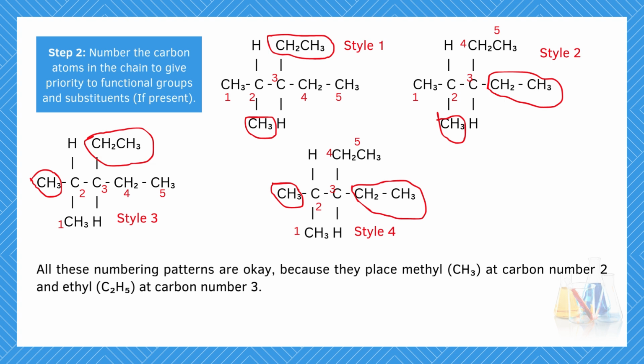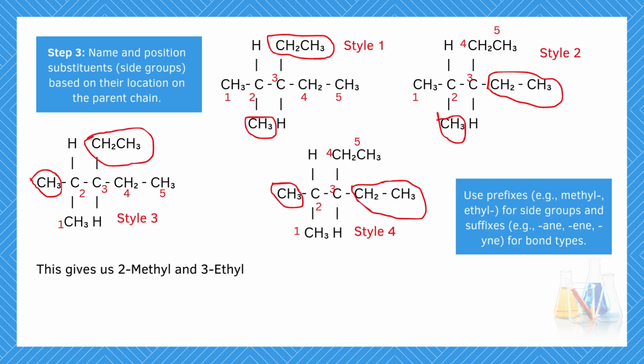And methyl carries number 2, ethyl carries number 3, which are the lowest possible numbers that can be assigned to it. Now, step number 3, name and position substituents, which are also called side groups, based on their location on the parent chain. Methyl is on carbon number 2 and ethyl is on carbon number 3. Look at this. That gives us 2-methyl and 3-ethyl. That's how we named it. We're coming to the part where we'll bring everything together.